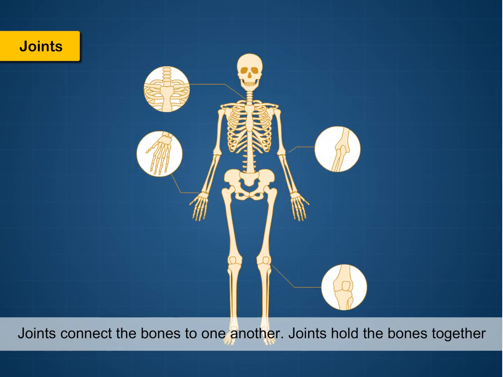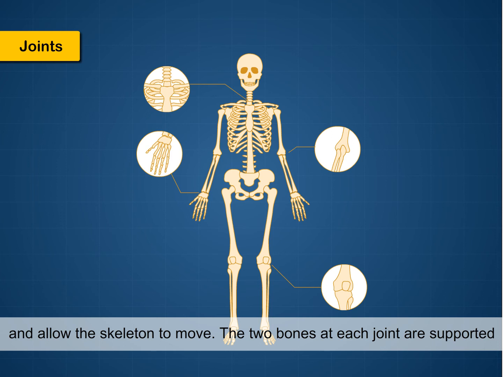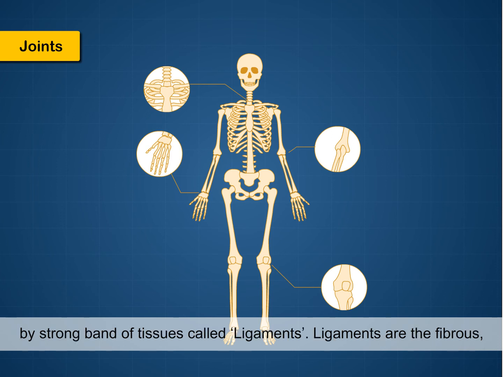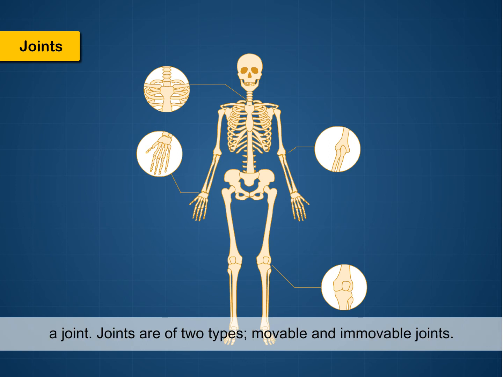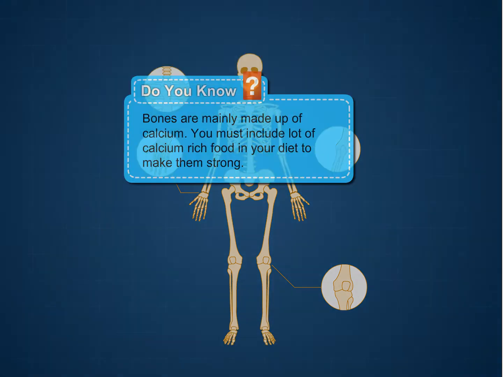Joints. Joints connect the bones to one another. Joints hold the bones together and allow the skeleton to move. The 2 bones at each joint are supported by a strong band of tissues called ligaments. Ligaments are the fibrous, slightly stretchy tissues that hold one bone to another in the body, forming a joint. Joints are of 2 types, movable and immovable joints.